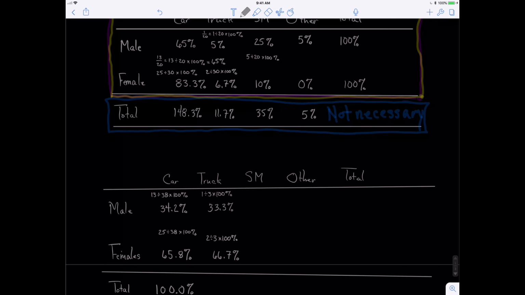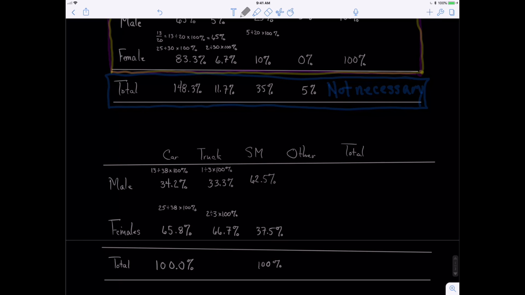All right, so you're back. I have values of 62.5%. And for females, we have 37.5%. And again, that totals to 100%, just like this previous column did. And for other, I have 100%. And I have 0%. And that totals to 100%.